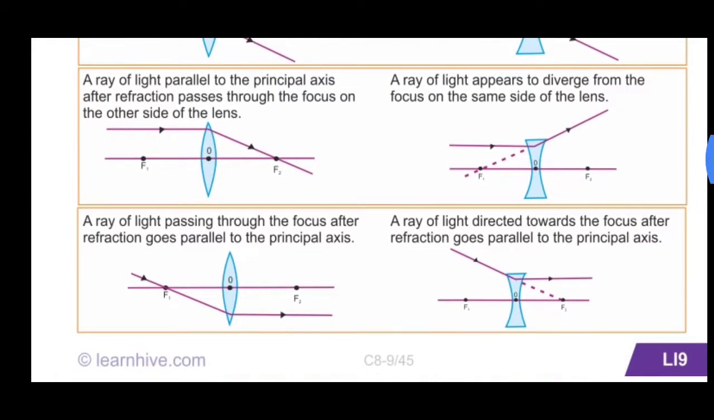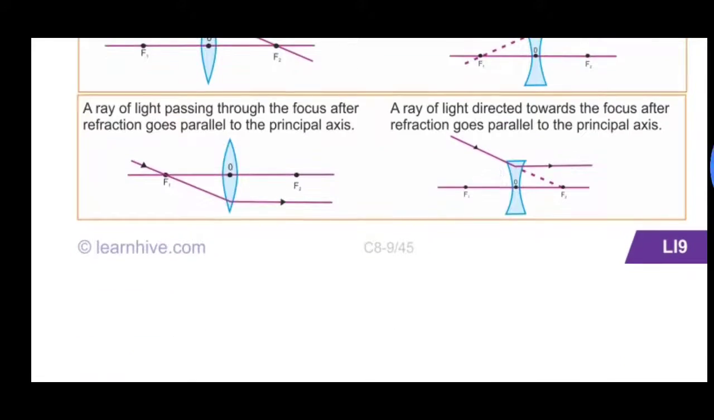The second rule: a ray of light parallel to the principal axis, after refraction, passes through the focus on the other side of the lens. This was the same in the mirror also. The parallel ray of light, parallel to the principal axis, goes through the focus. So here also it is the same thing in both the lenses.